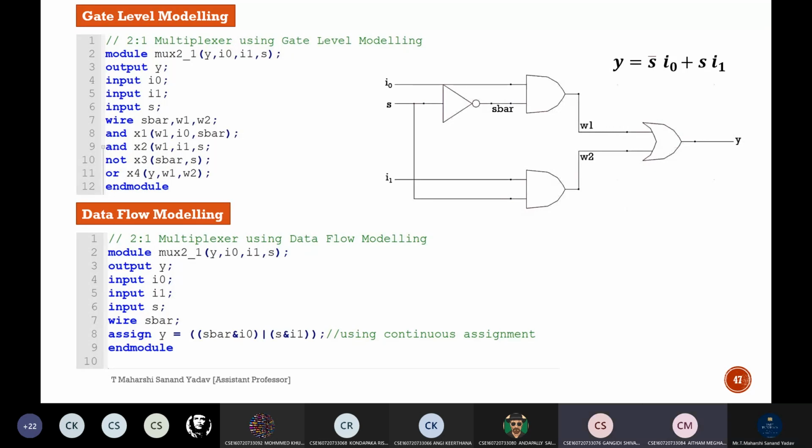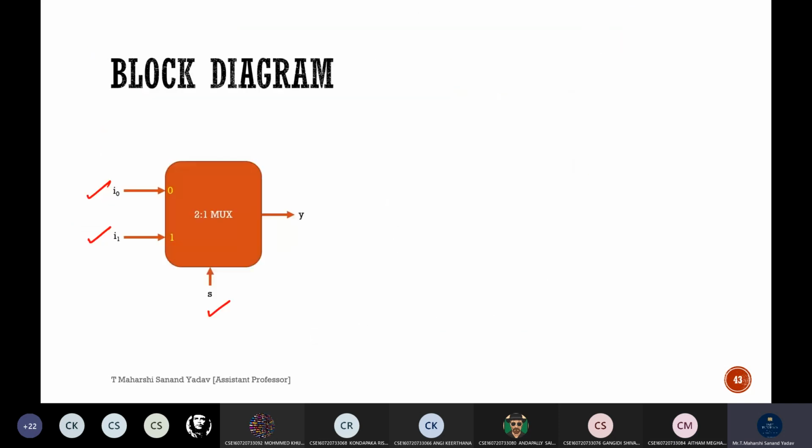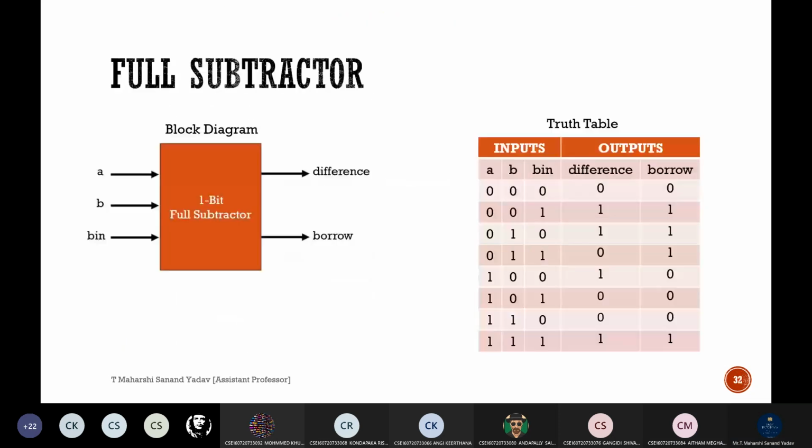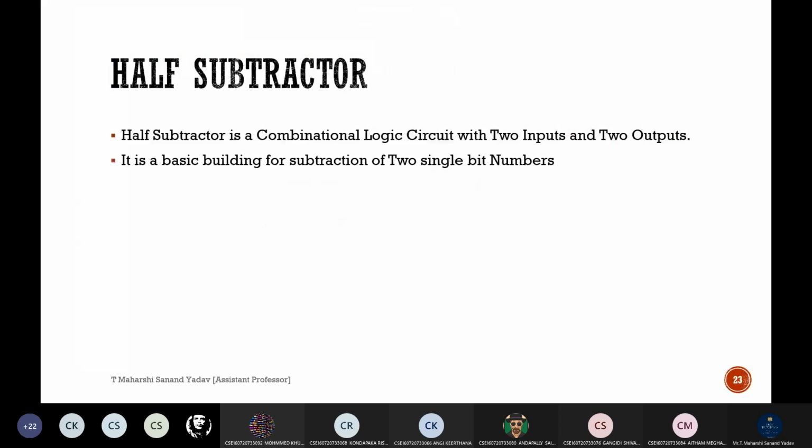De-multiplexer, sir. Implementing full adder using half adders, sir. Implementing full adder by using half adders. Okay, without seeing a book we shall draw. So first tell me, what is a half adder?